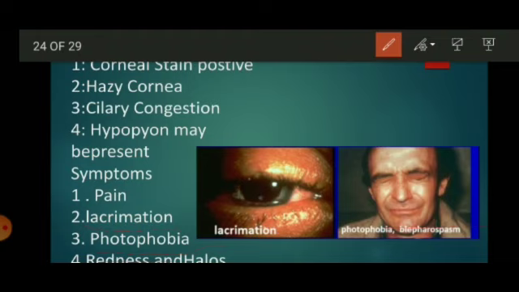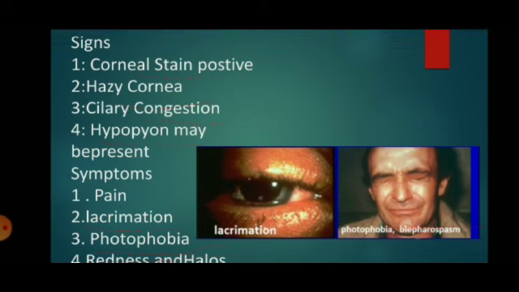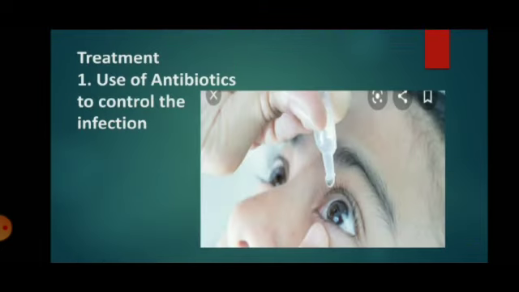These types of patients are investigated. First, we take the history from these patients, and then investigations are done. Normal routine investigations: blood CP, ESR, corneal stain. If the corneal stain is positive, hazy cornea is there, the whole cornea is surrounded by a layer of white opacity, ciliary congestion is there, and the anterior chamber is filled with hypopyon, that is exudate is present, that is a confirmed diagnosis of bacterial corneal infection.